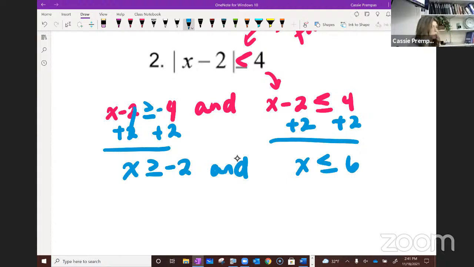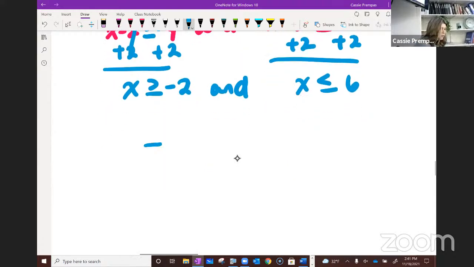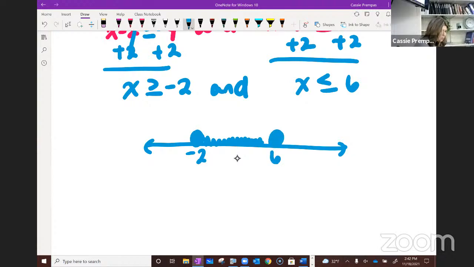This is an and situation, so I'm not going to keep going on the number line. I have to make the numbers fit both inequalities. So the values of X have to be bigger than or equal to -2. So I'm going to have a closed circle at -2, shading to the right. But where am I going to stop? At 6. At 6, good, because it has to also be less than or equal to 6.